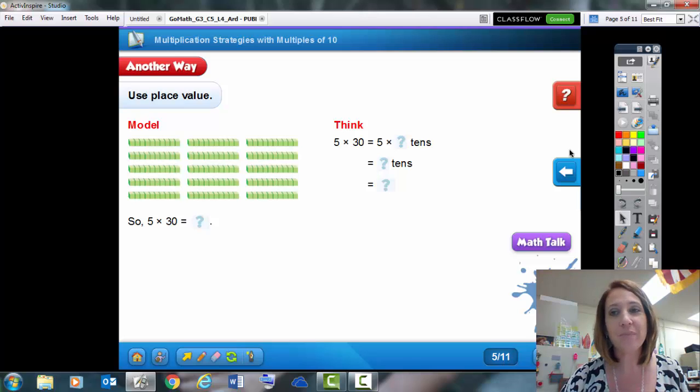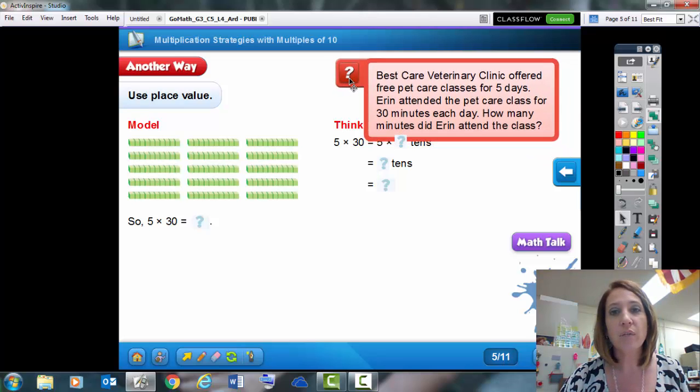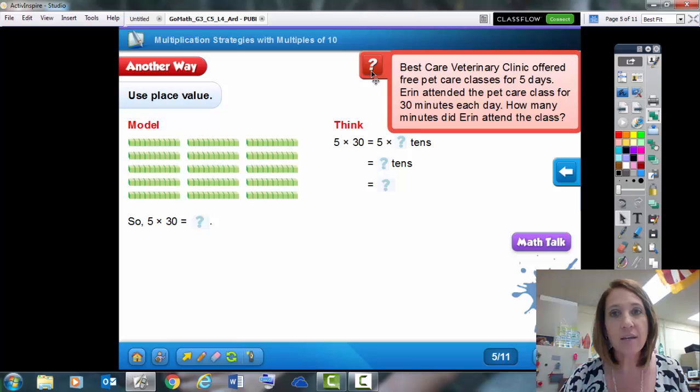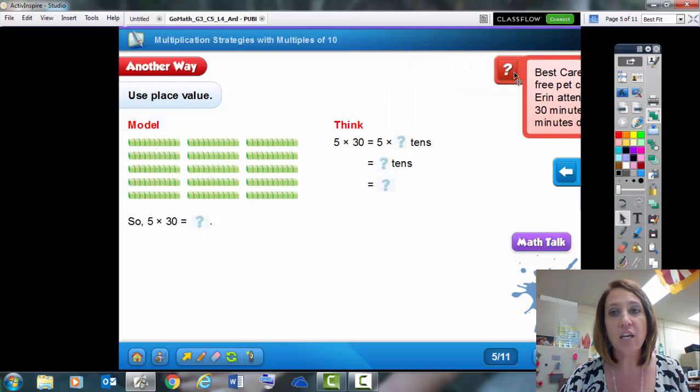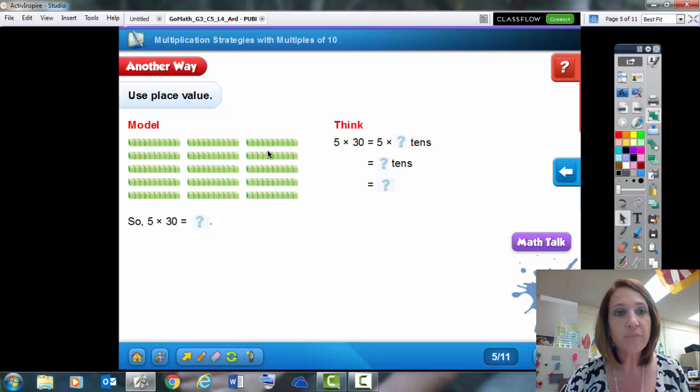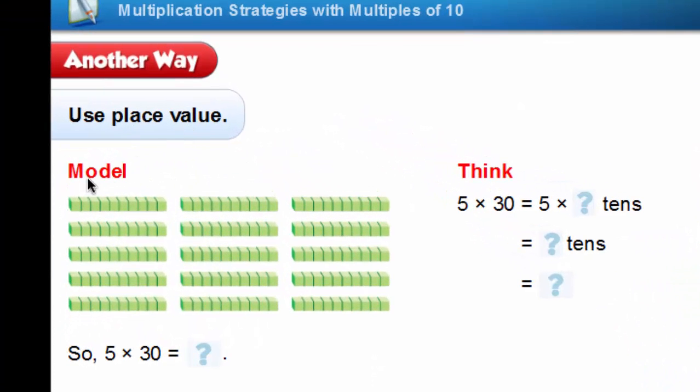Let's try another way. Here's our problem again. We still have Best Care Veterinary Clinic. We still have Aaron going for 5 days, 30 minutes each day. We can use place value. We can model it using those 10 rods. You can think 5 groups of 30 equals 5 groups of how many tens? How many tens? 3 tens. It's 5 groups of 3 tens.